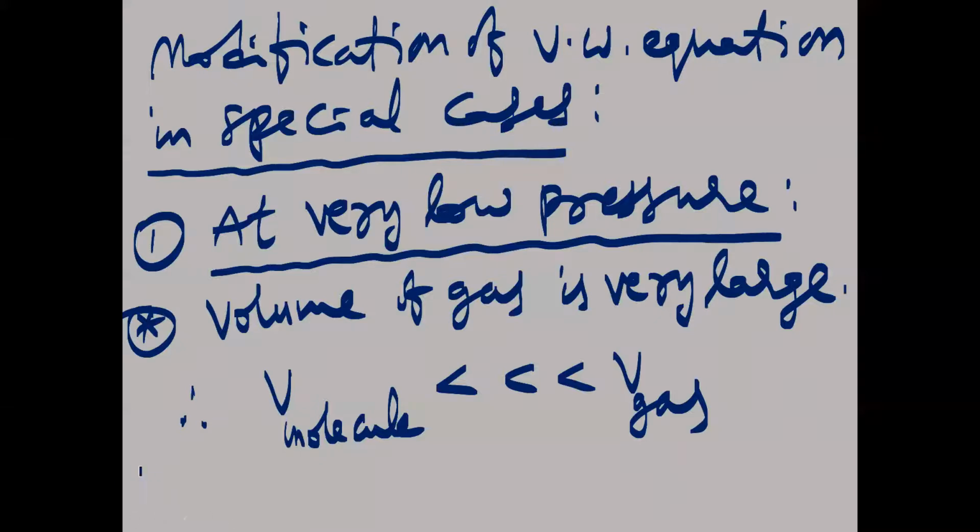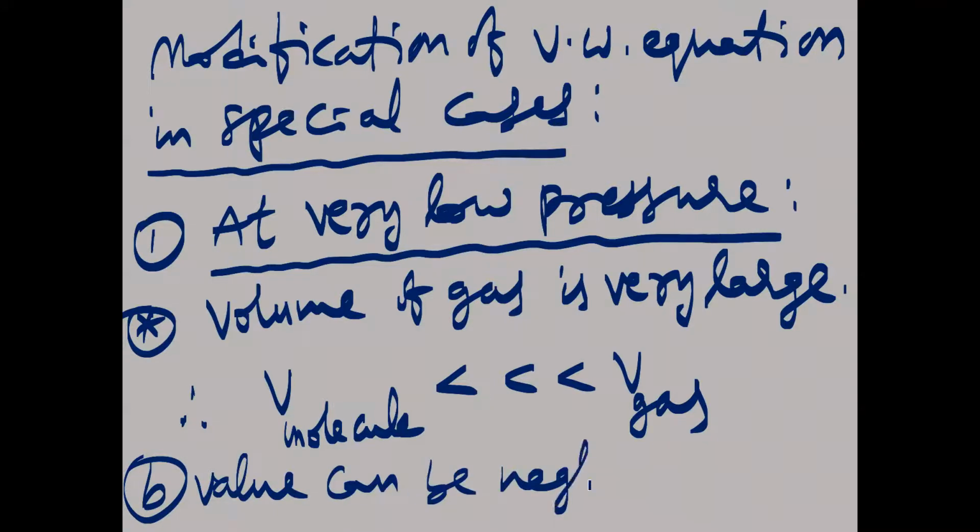In which condition can we neglect the B value? Whenever the volume of gas is very large, and the volume of gas molecules is very less than the volume of the gas, in this condition the value of B can be neglected in the van der Waals equation. That is one condition. At very low pressure, the volume of the gas is very large.